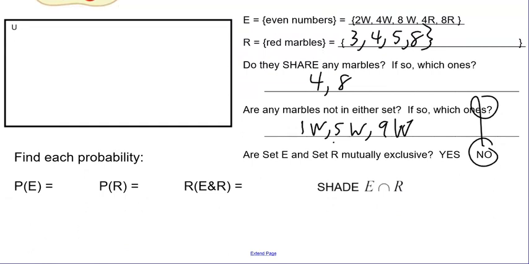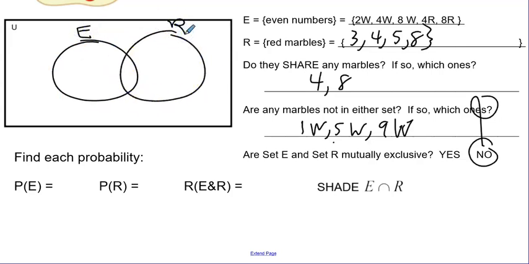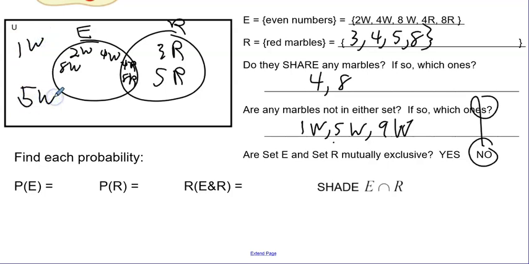So we're going to do these two right here in a diagram. So here's E, and here's R. So the evens are 2 white, 4 white, 8 white, 4 red right here, and 8 red right here. Those are the overlap. And the other reds are 3 red and 5 red. And numbers that are not in either one of them would be the 1 white, 5 white, and 9 white.